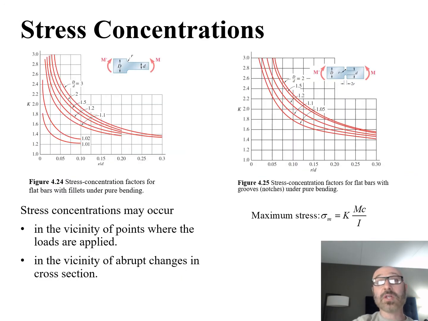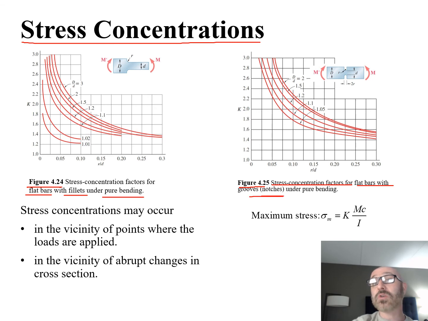So let's take a look here now at stress concentrations. What we have here is two different diagrams. In figure 4.24 and 4.25, we're both looking at the stress concentration factors. So 4.24 is the stress concentration factors for flat bars with fillets undergoing pure bending, whereas 4.25 is the stress concentration factors for flat bars with grooves or notches undergoing pure bending.